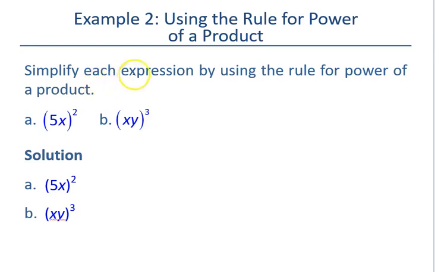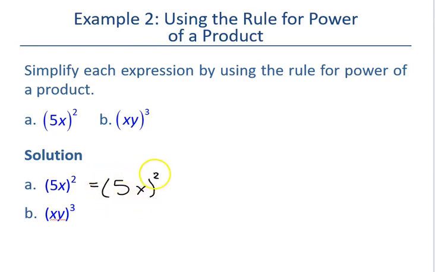Simplify each expression by using the power rules of exponents. The first one here, we have 5x all raised to the power of 2. Sorry, very sorry. Let's continue on here, and notice that that's going to be the same thing as 5x, and I want to write it like this.